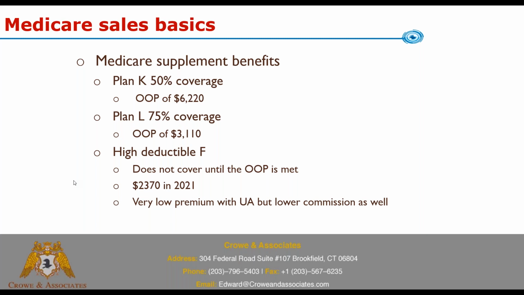So if you think about it, Part B covers 80%. Plan K will cover half of what isn't covered, so 10%, leaving your client paying 10, and the supplement will pay 10. Same thing with the hospital deductible. It'll cover 50% of what Medicare doesn't. So the $1,400 hospital deductible, Plan K will cover half of it. And you'd be surprised.